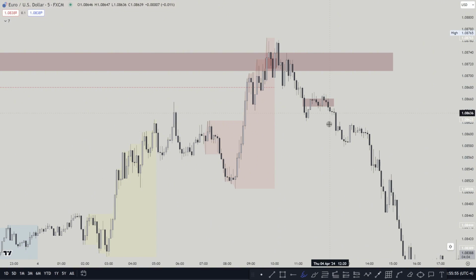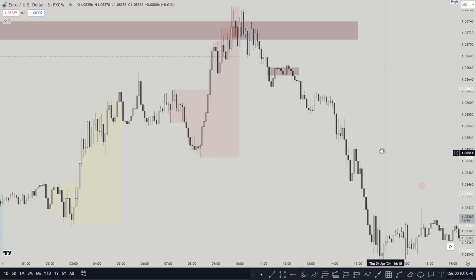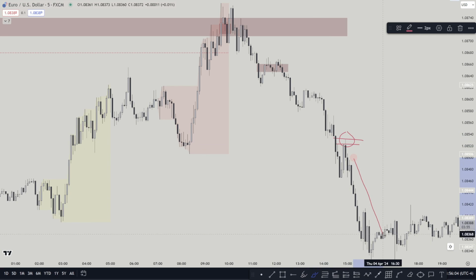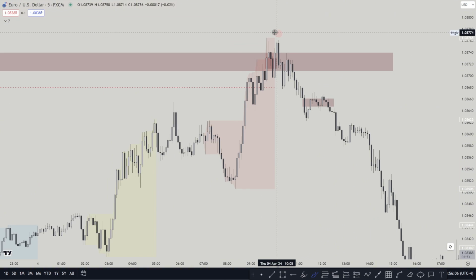So now any entry here, this fair value gap could have been an entry, and all of those fair value gaps. You see another one that could have been an entry, and price started going lower. Why? Because now you know that this is your high of the day. This is how we actually spot the highs or lows of the day.